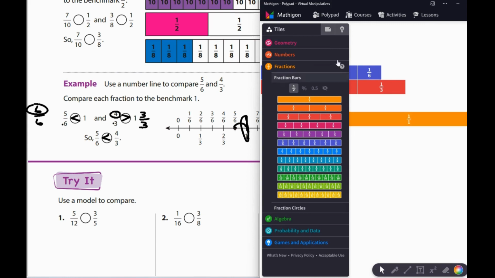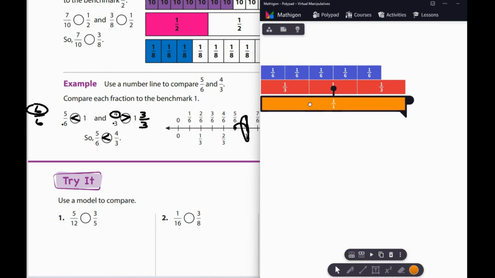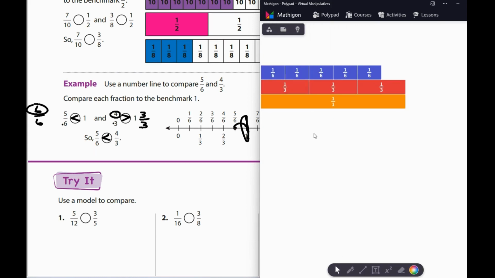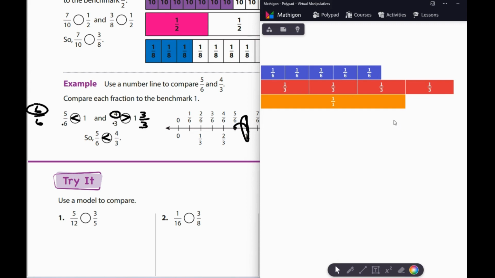All right. Here is my whole. So this is a whole. What equals a whole? 3/3 equal a whole. But I don't have 3/3. I have 4/3. You see? 4/3 is 1/3 more than a whole.